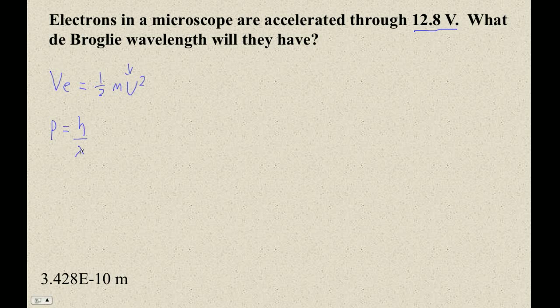I'm going to say momentum is h over lambda, right? And then that momentum is mass times velocity, right? So that's Planck's constant over the wavelength. And then I can get the wavelength, right? Wavelength is equal to Planck's constant over mv, right?